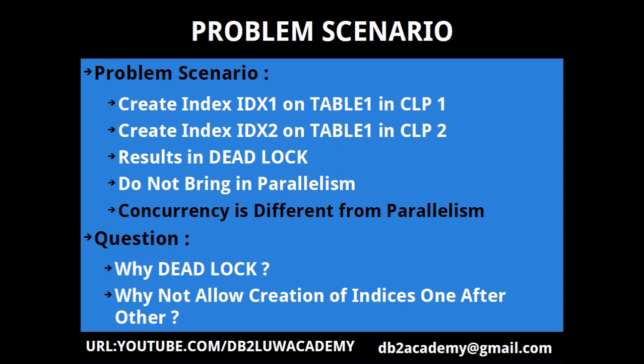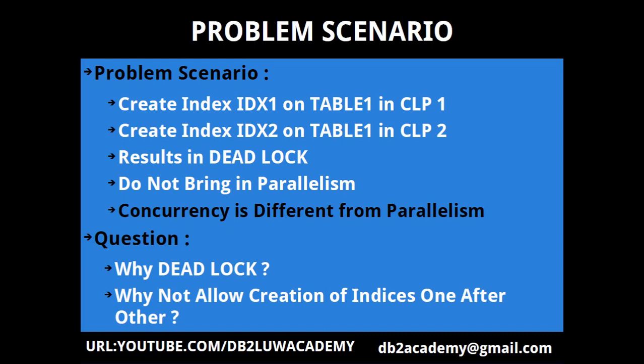And do not bring in parallelism here. I'm not talking about parallelism. Concurrency is different from parallelism. Parallelism is when you create index idx1, and that single activity itself is split into multiple tasks that execute in parallel, so that a single unit of work completes in a faster time. But concurrency is when I am creating two different objects at the same time. So I don't want to hear suggestions like trying intra-parallel or parallelism kind of settings. I'm not talking about parallelism here.